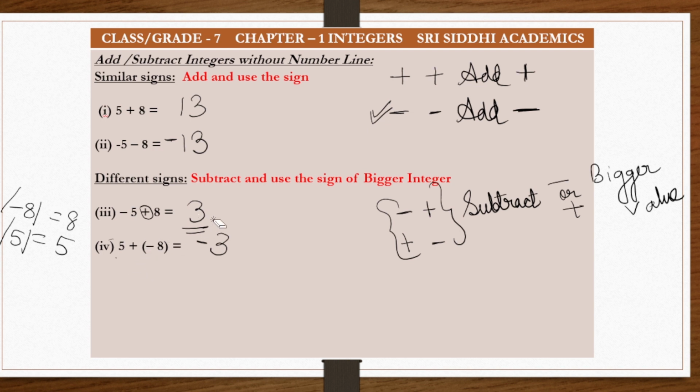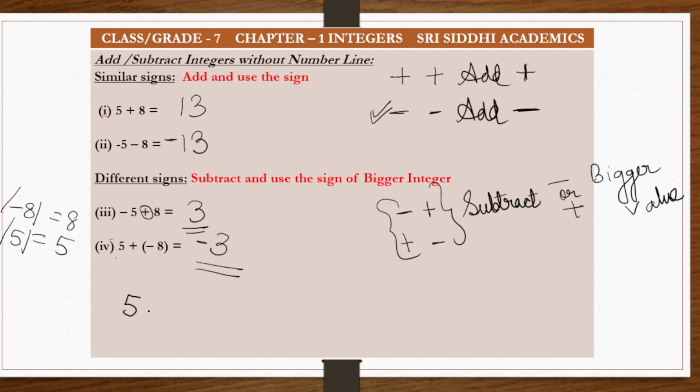Okay. In terms of the bigger value, you just need to look at the absolute value, compare the absolute values. If 8 is bigger, then don't consider the absolute value, just take the integer sign into the answer. So, minus 8 will transfer the minus sign to the resultant answer 3. So, the answer will become minus 3. Alright. Now, there are some other questions like this.